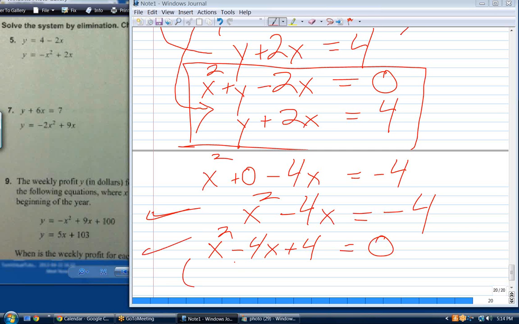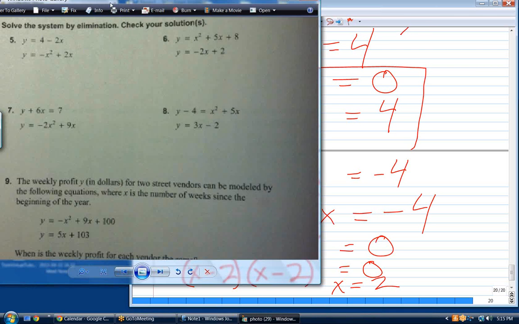The reason I ask had we done this one is because we did have another one that factored exactly like this. What does this factor into? Oh, yeah, we did have one like this. It was x minus 2 and x minus 2. Yeah. So x equals 2 is the solution, and we got it by elimination.